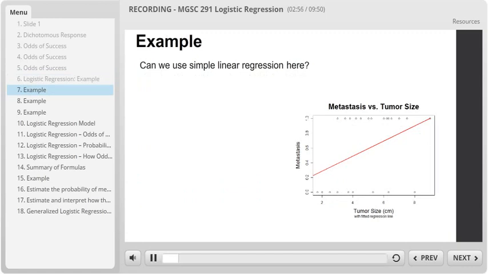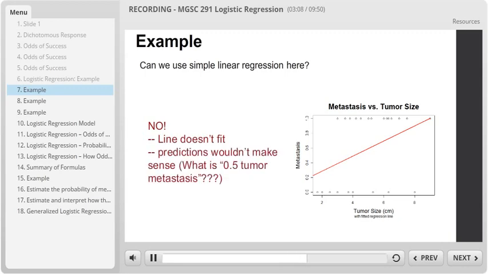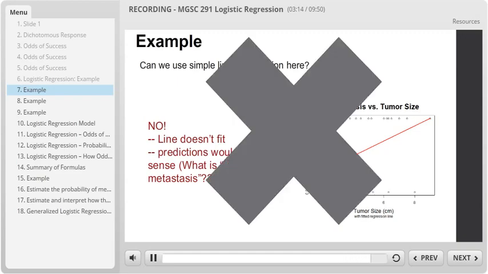Can we use simple linear regression to model these data? Does fitting a line do a good job of describing this apparent relationship? Of course not. Not only does the line not fit the data, but the predictions wouldn't make sense. What is 1/2 tumor metastasis? So linear regression does not make sense here.